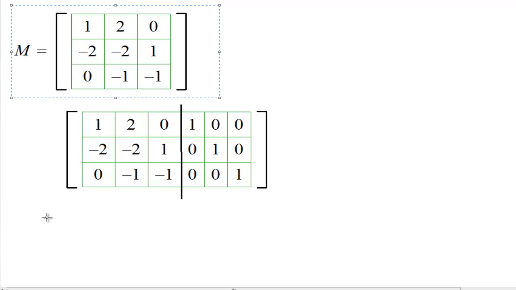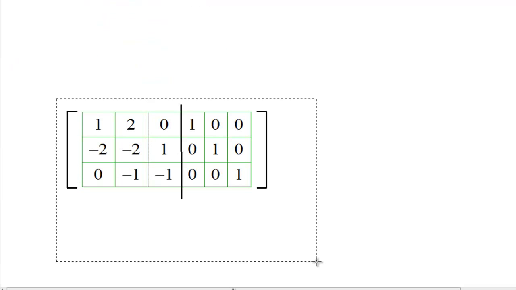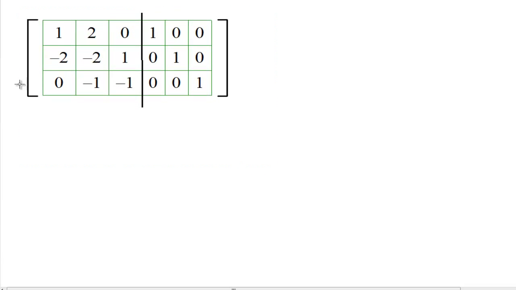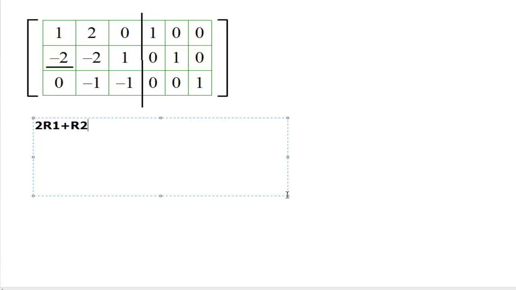So let us work on this. We would like to transform this entry to 0. The best way to do that at the moment appears to be to multiply row number 1 by 2 and add that to row number 2. That is, take 2 times row number 1 and add it to row number 2, and adding a multiple of a row to another row is one of the valid row operations. So let's proceed with that.